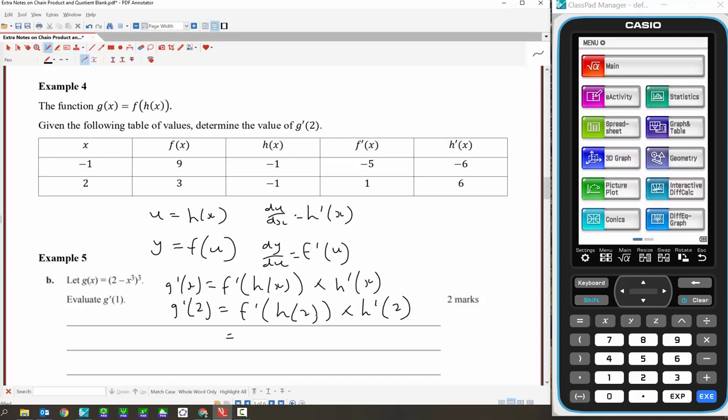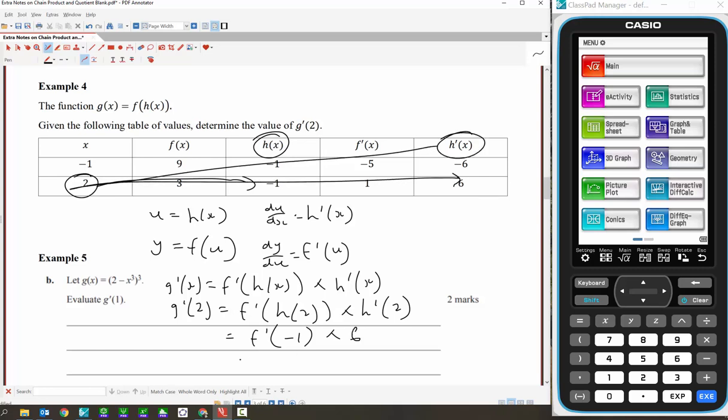Alright, now h of 2. Let's have a look here. Here's h of x. When I pop 2 into it, it returns negative 1. f dash negative 1 times h dash 2. h dash x is there. 2 is there. 6 comes out. f dash negative 1 is f dash. Negative 1 goes in. Negative 5 comes out. And we're done. So this one here requires you to understand how the chain rule is working on functions in general rather than specific functions.